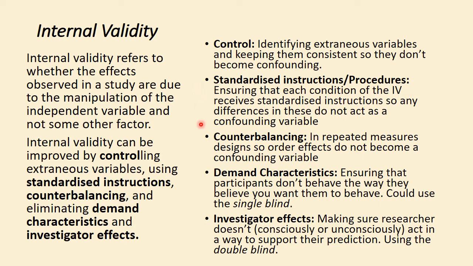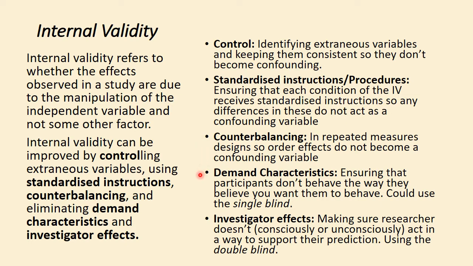If you're using repeated measures, which we talked about last week in research design, then counterbalancing is a way of improving the internal validity. This makes sure that order effects, which appear in repeated measures, don't become a confounding variable. Again, this is all about, is my test measuring what I think it's measuring? Is it what it claims to be? Counterbalancing is one way to do that.